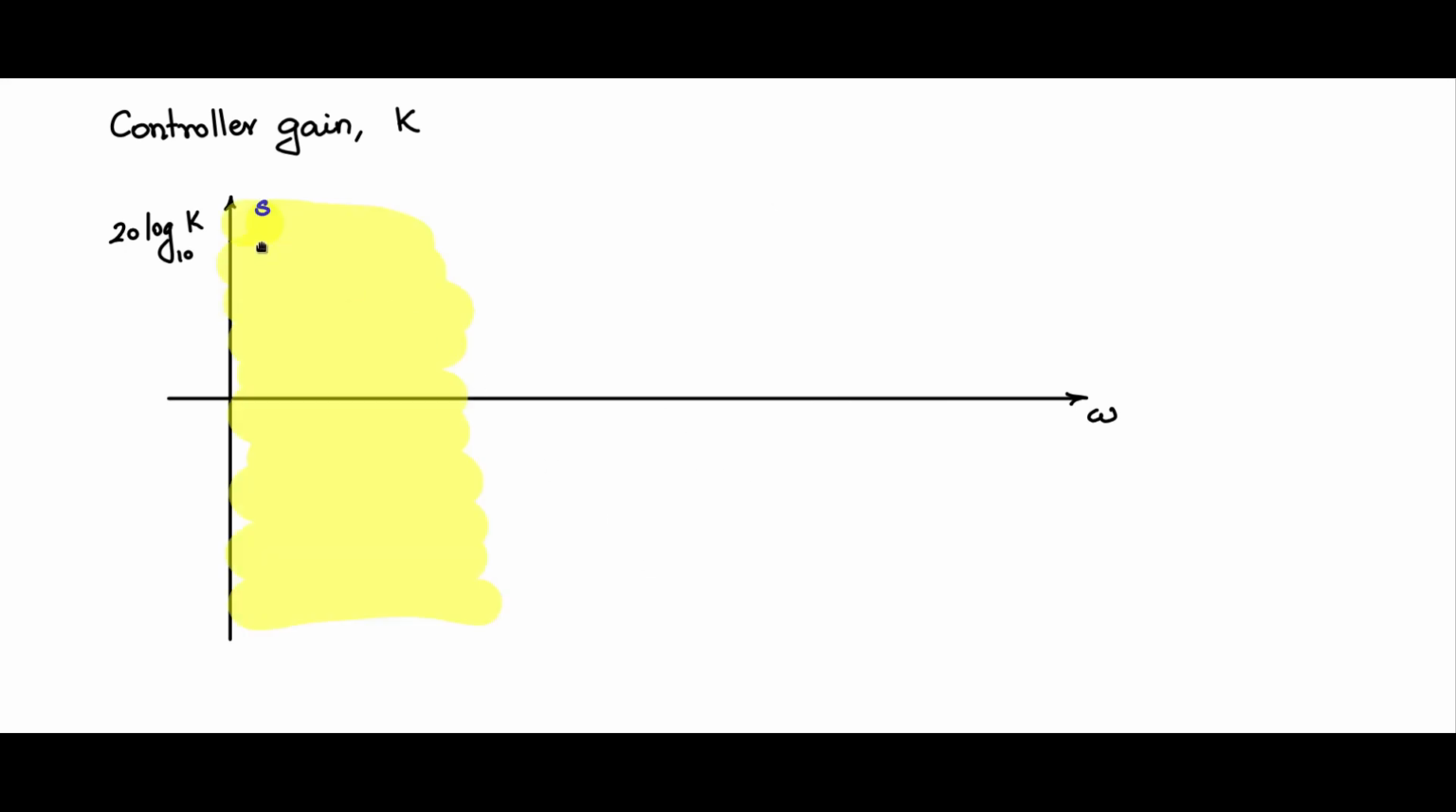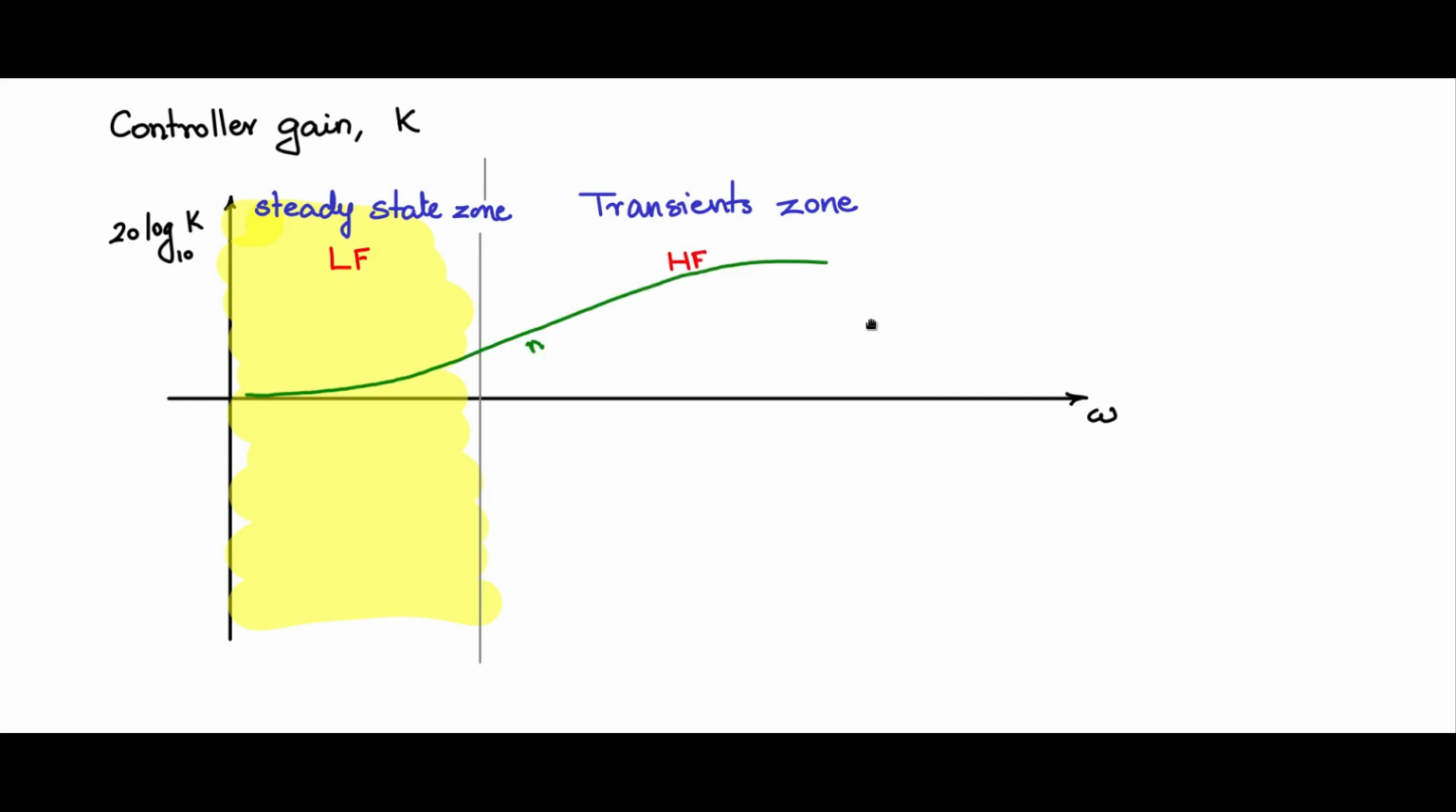So let me mark this portion. This is roughly the steady state zone, closer to the DC and therefore low frequency region. Therefore we can call this the steady state zone or the low frequency zone. All this portion, the higher frequency region, we can call the transients zone. All the dynamics are occurring in this region of the omega scale. We can call this LF, low frequency region, or this the high frequency region.